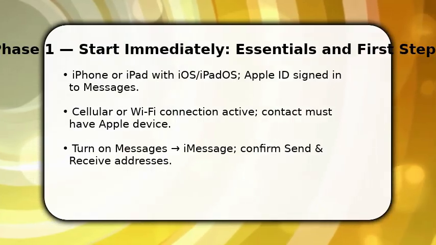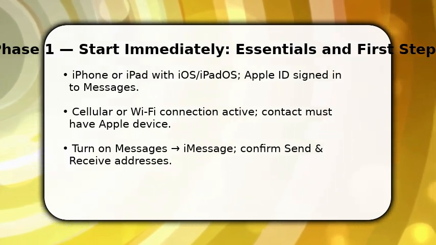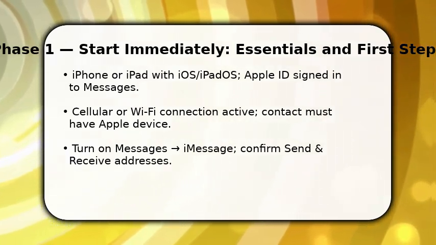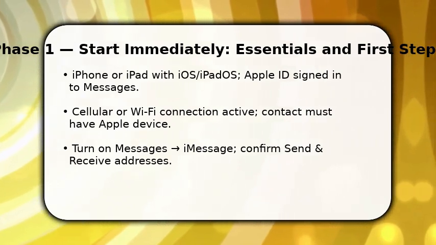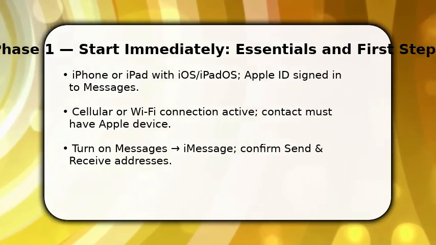You begin with the essentials: an iPhone or iPad, an active Apple ID, and Wi-Fi or cellular data. Once done, open Settings, tap Messages, and toggle iMessage on. Make sure Send and Receive lists your phone number and email.